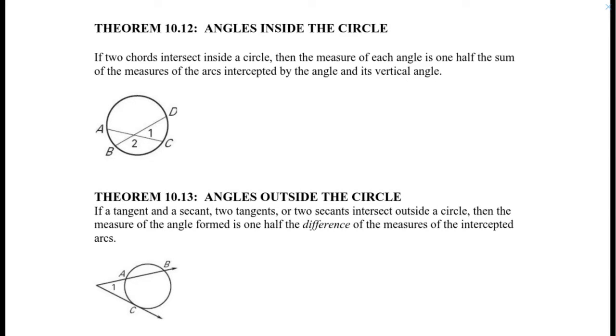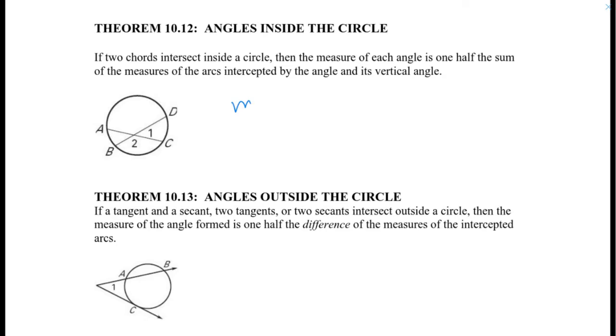All right, so when we have 2 different chords, sometimes we're forming angles that are inside a circle. So if 2 chords intersect inside a circle, the measure of each angle is 1/2 the sum of the measures of the arcs intercepted by the angle and its vertical angle. So that description is really confusing. So let's take a look and let's start actually naming some of these things so it makes a little bit more sense in this problem.